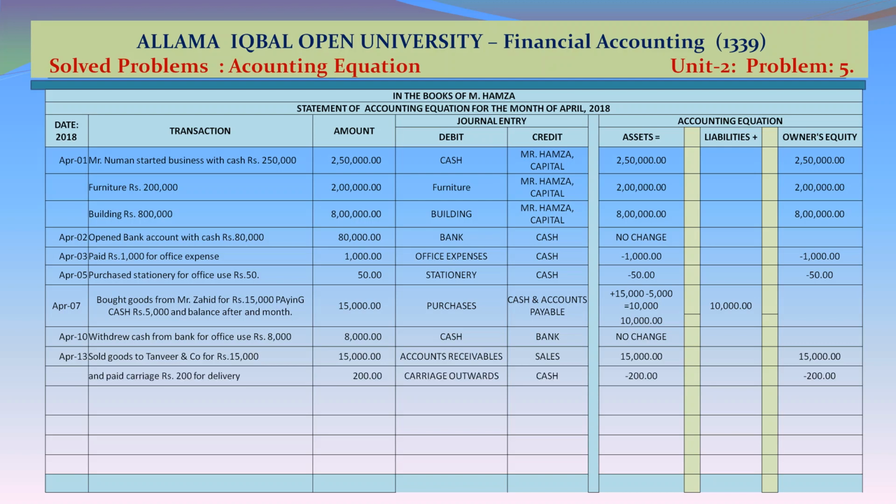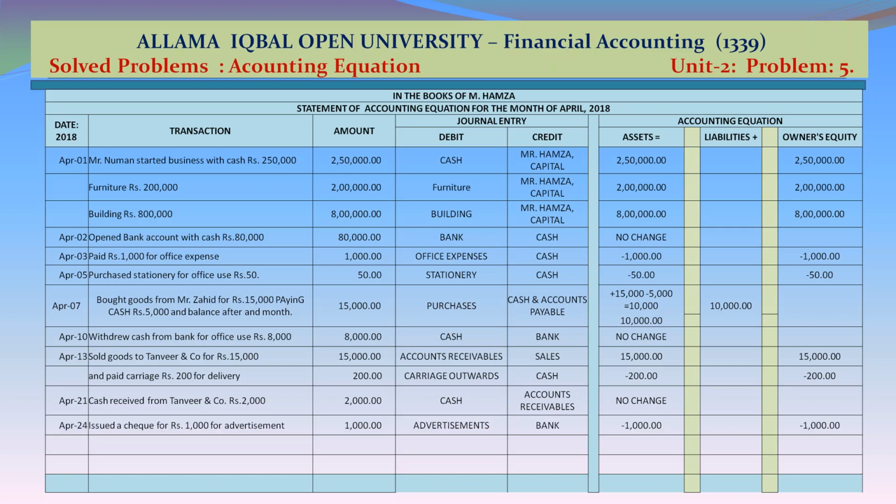Paid carriage rupees 200 for a delivery of goods to Tanveer and Company on the sale. Amount 200. Carriage outwards debit, cash credit. Assets less 200. Owner's equity less 200. April 21. Cash received from Tanveer and Company rupees 2,000. Amount rupees 2,000. Cash debit, accounts receivable credit. There is no change because cash and accounts receivable both are asset accounts.